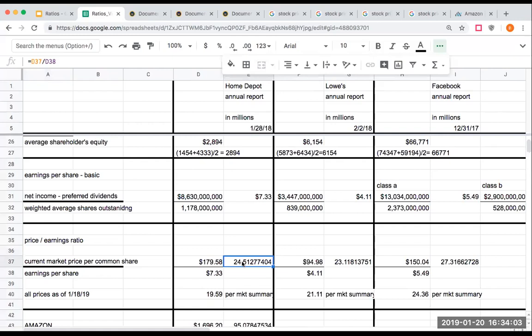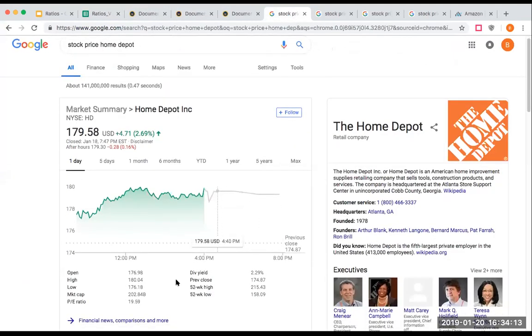It's going to take Home Depot about 24.5 years to earn back their share price. However, why is it showing here on the market summary that this is 19.59? Well, what is more than likely happening here is this might be something we call trailing 12 months. What does trailing 12 months mean?